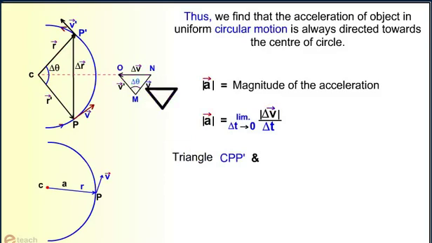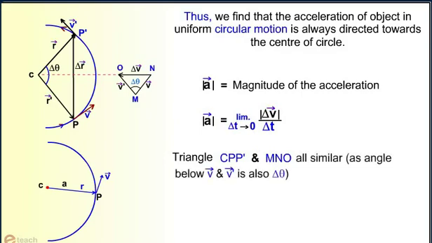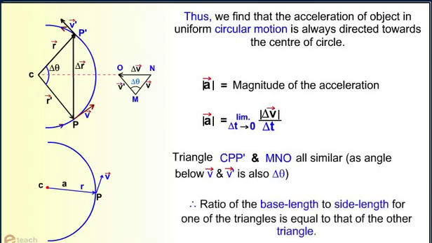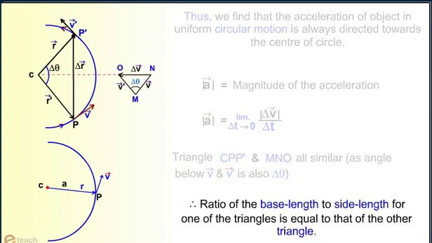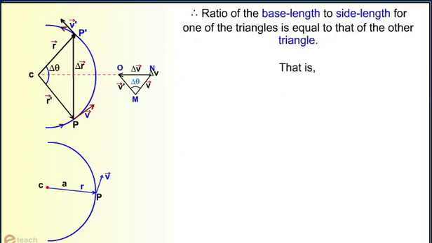Triangles CPP dash and MNO are similar, as the angle between v and v dash is also delta theta. Ratio of the base length to the side length for one of the triangles is equal to that of the other triangle. That is, modulus of delta v divided by v equals modulus of delta r divided by capital R. Taking v to the right hand side, we get modulus of delta v equals v times modulus of delta r upon capital R.